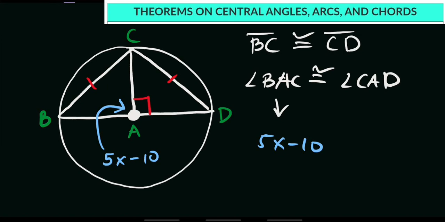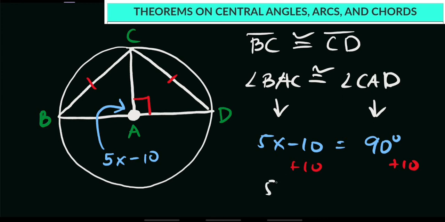And for CAD, we have this square symbol, which means the angle is 90 degrees. That means the value of this part is 90 degrees. So let's equate 5x minus 10 to 90 degrees, and then solve for the value of x. Let's isolate x: add 10 to both sides.